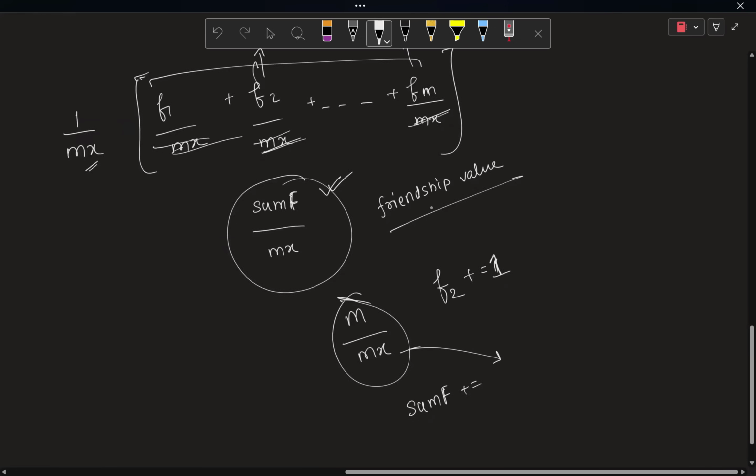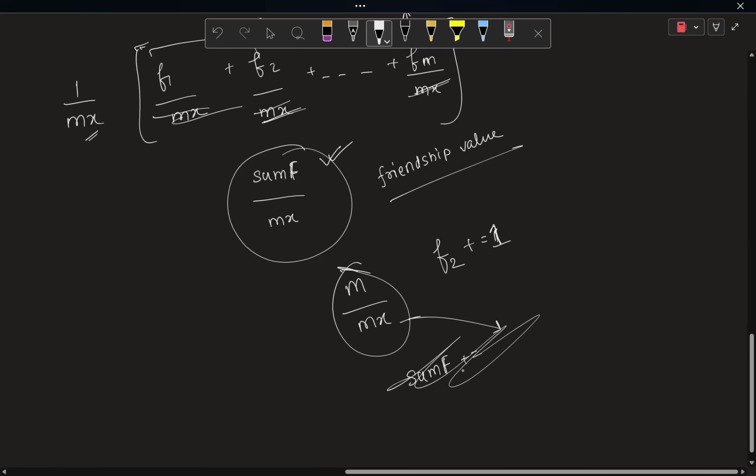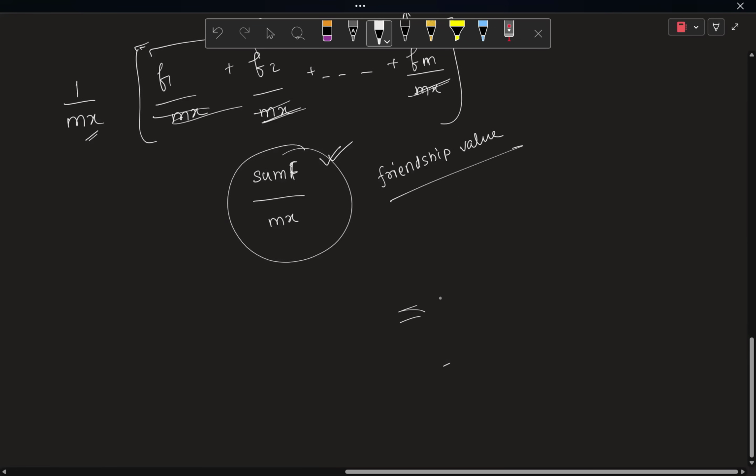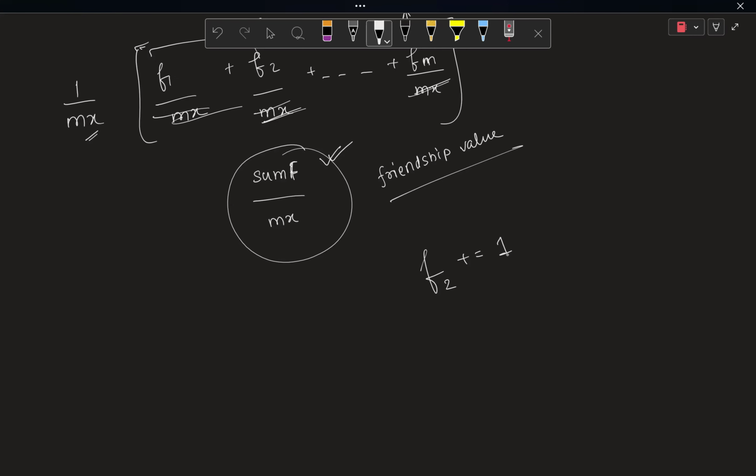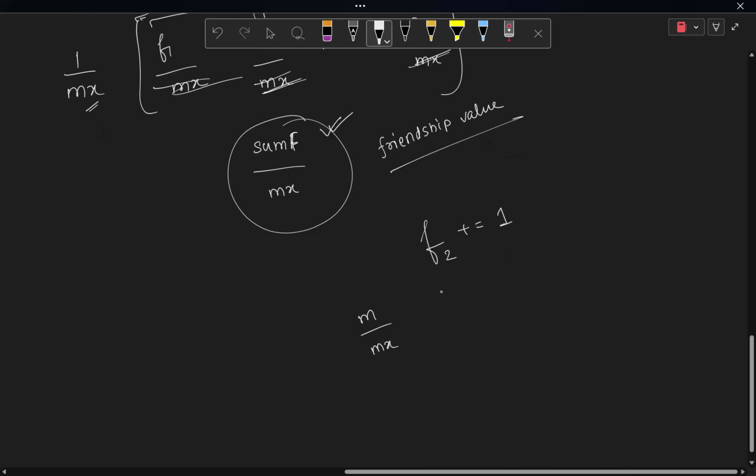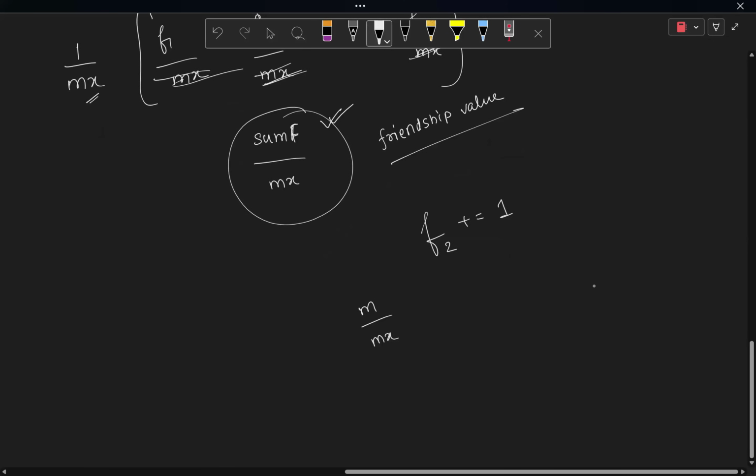Sorry, I think I just messed up at this place. Let me go back. We just saw that when you see that one thing is being chosen, if one of the friend pairs is being chosen for the excursion, its value will increase by 1, and there is a chance of m by mx for it to be chosen. Yes, it has a chance like this.